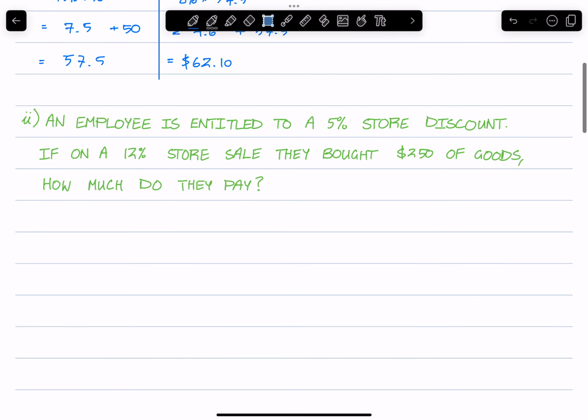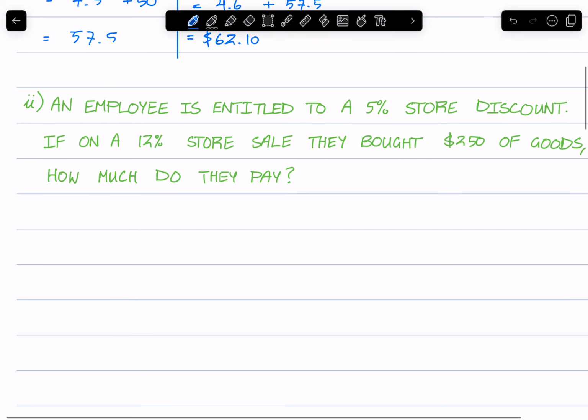So let's do another example just to demonstrate this. Here's another one. So we have an employee is entitled to a 5% store discount. And then if the store has a 12% sale, and then this employee buys $250 worth of goods, how much would they pay? So this is showing that the employee has a 5% discount, but the store has a 12% discount already. Again, the incorrect way is that a lot of people think you would have a 17% discount. Remember that this is incorrect.